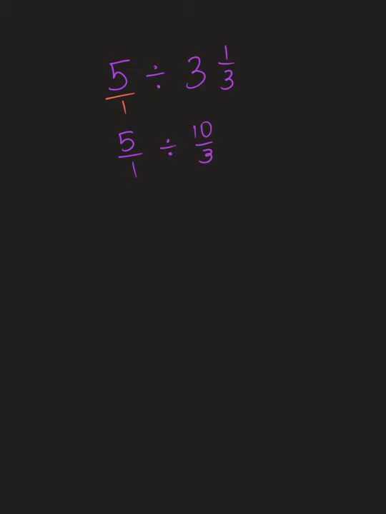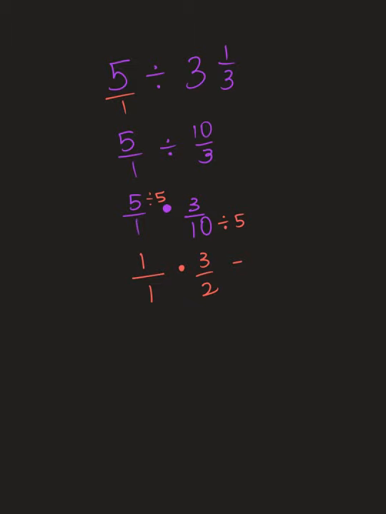Right, again, I'm going to keep that first fraction. I'm going to change the division to multiplication, and then I'm going to flip the second fraction. Right, and let's try to cross cancel. So if I look at 5 and 10, both of those can be divided by 5. So 5 divided by 5 is going to give us 1. So I have 1 over 1 times 3 over 2, because 10 divided by 5 gives us 2.